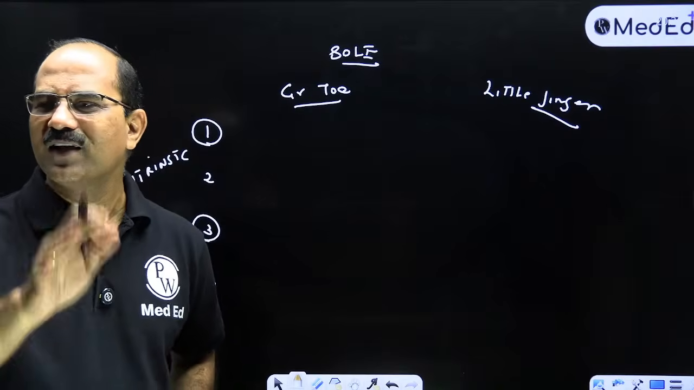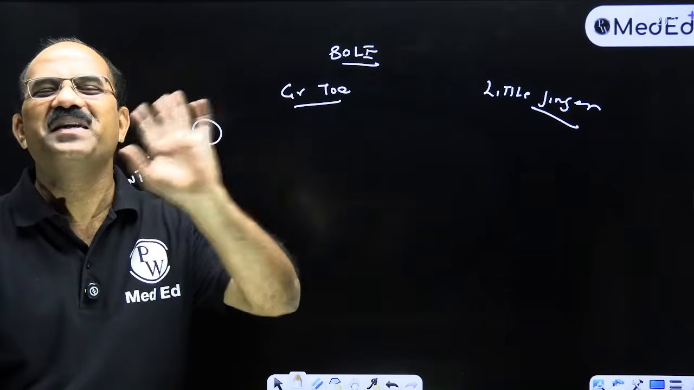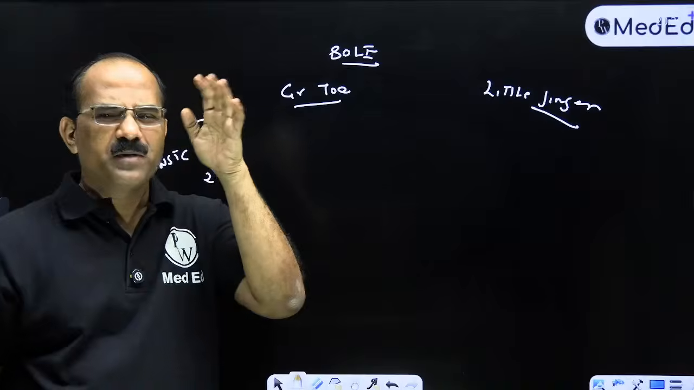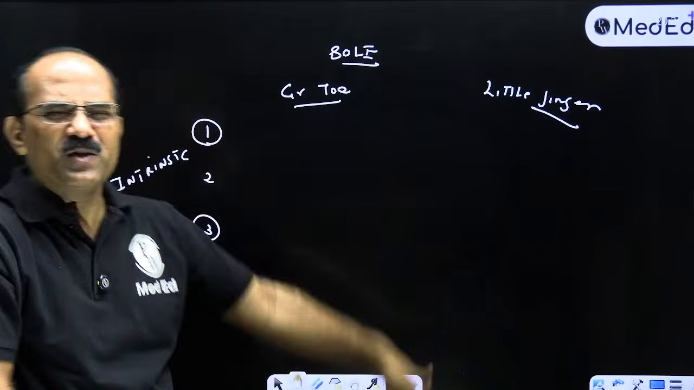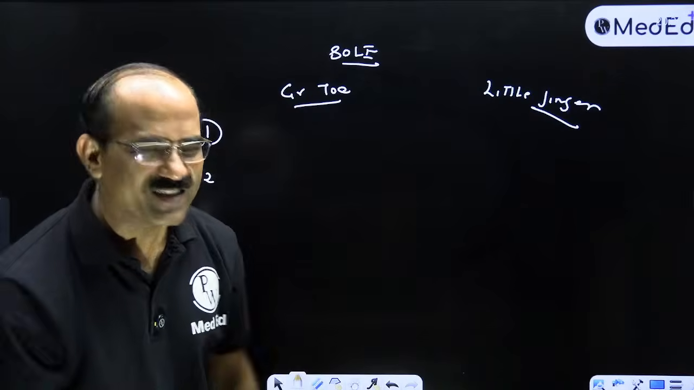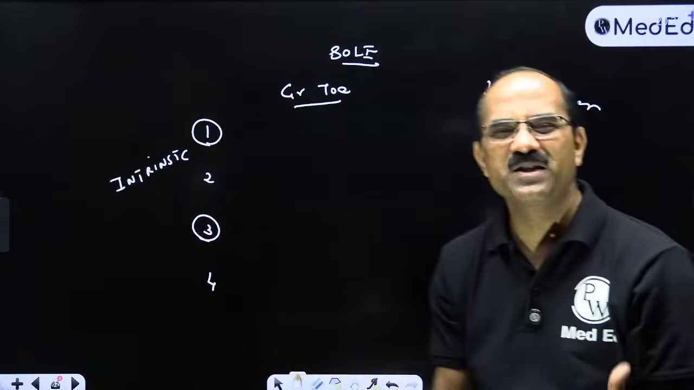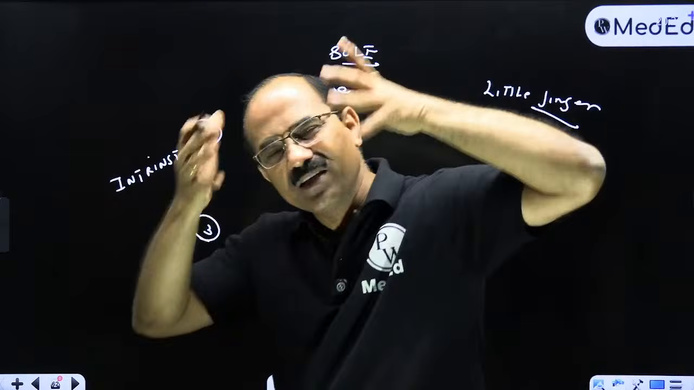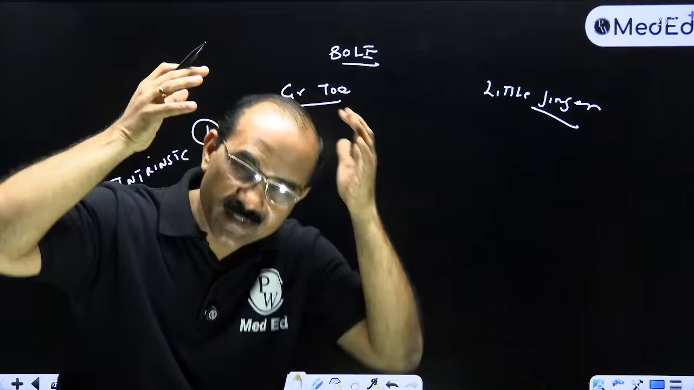Wait, that's wrong. I'll tell you, just wait. Just remember this slide. That's very easy. The first and the third layer are known as intrinsic muscles. Intrinsic muscles means they will remain in the sole.